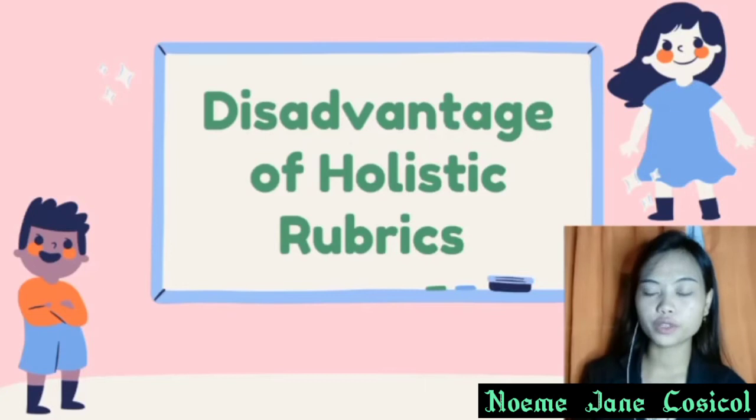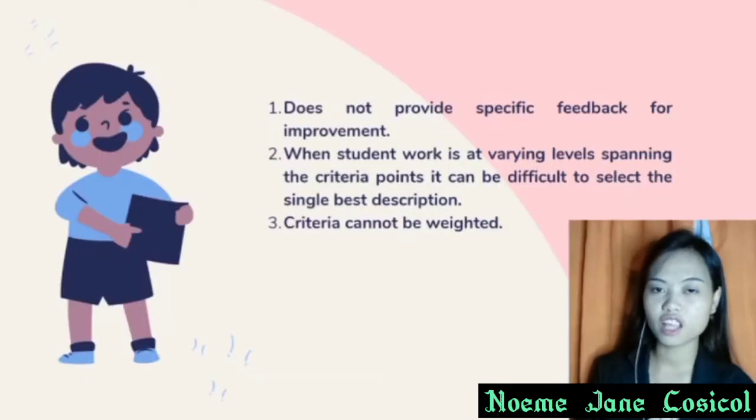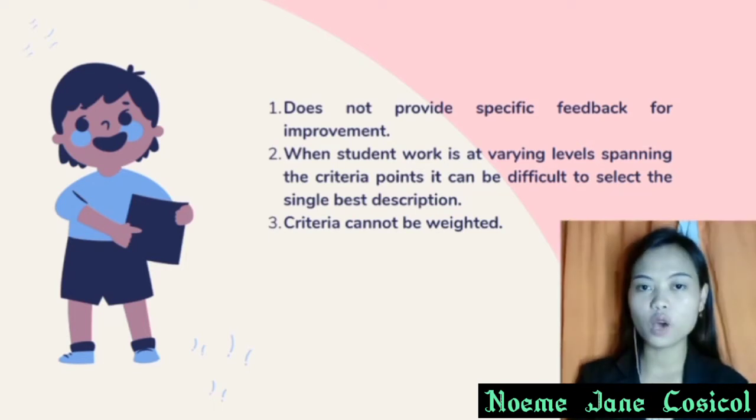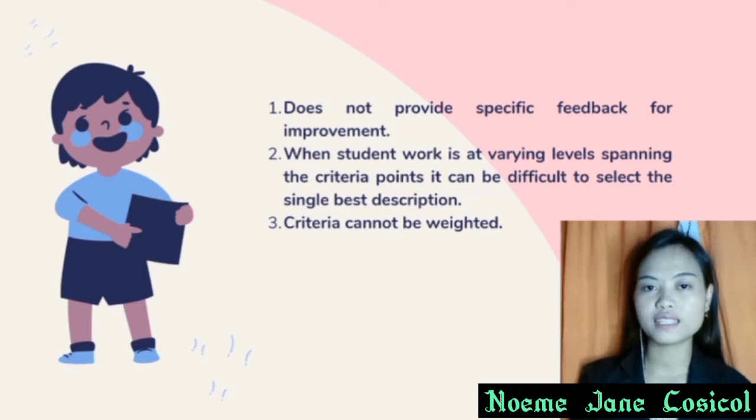While there are also 3 disadvantages of holistic rubrics. First, it does not provide specific feedback for improvement. General feedback is provided, making it difficult to provide criteria-specific feedback. This approach is more simplistic and relies on generalizations when writing the criteria. Second, when a student's work is at varying levels spanning the criteria points, it can be difficult to select the single best description. And the third one is, criteria cannot be weighted.